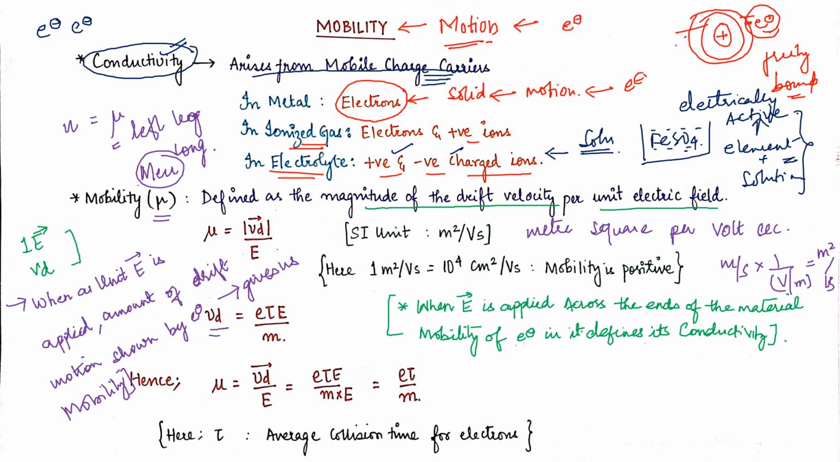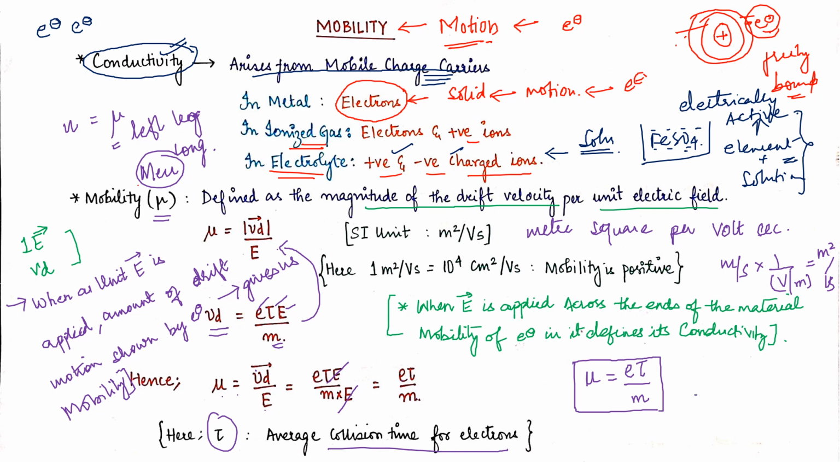Now we know that the drift velocity formula is Vd equals e tau E upon m, where e is the charge, tau is the relaxation time, E is the electric field, and m is the mass. Substituting this here, mu equals Vd upon E, that is e tau E upon m into E. This E and this E cancel, which gives us e tau upon m. So mobility in terms of charge, relaxation time and mass is mu equals e tau upon m. And here tau is the average collision time for the electron.